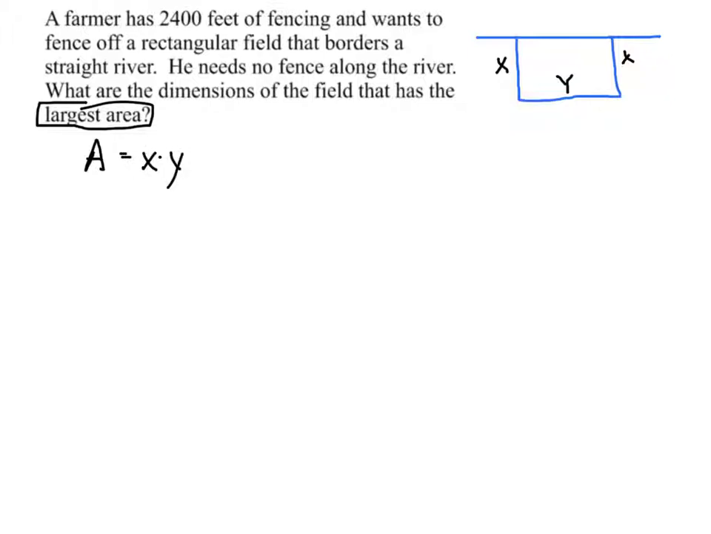And remember what we talked about, make some note. This is the equation we want to play with. This is the important one. When we take the derivative, we're going to take the derivative of area because that's what we're trying to optimize.